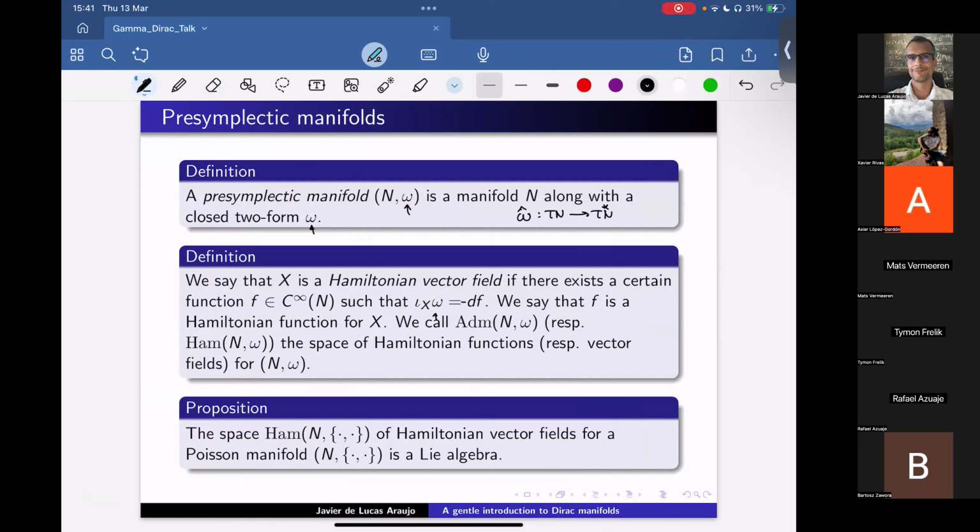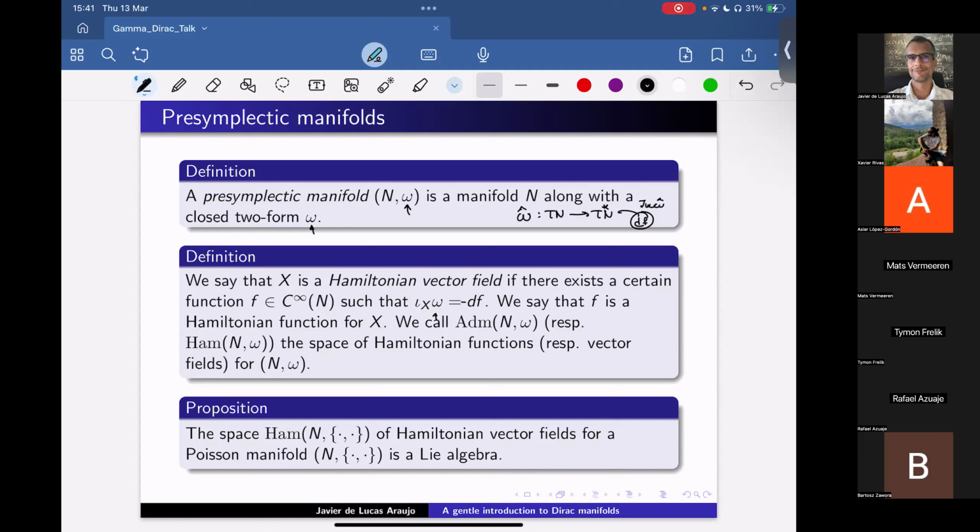So that means that if you have a function and the differential does not belong to the image of this, there will be no Hamiltonian vector field related to this function. So it's different from symplectic geometry because there are functions for which there are no Hamiltonian vector fields. So when you have presymplectic, Poisson and symplectic manifolds, you see the limits. In particular, you have Poisson and you have presymplectic.